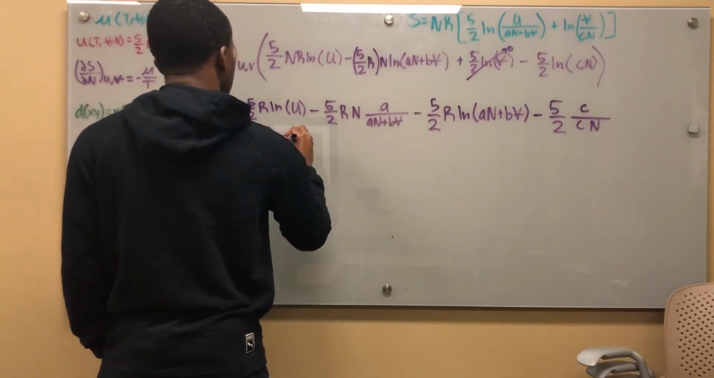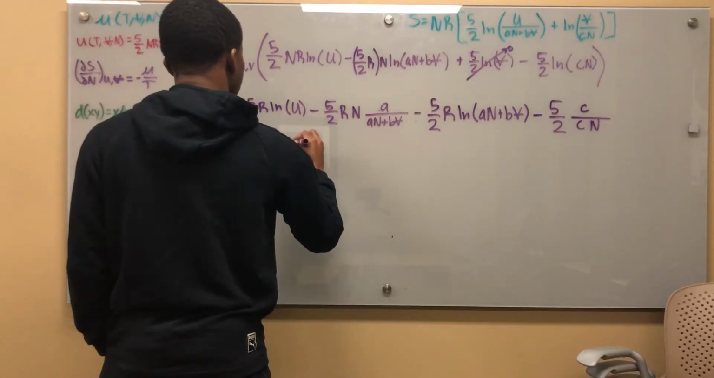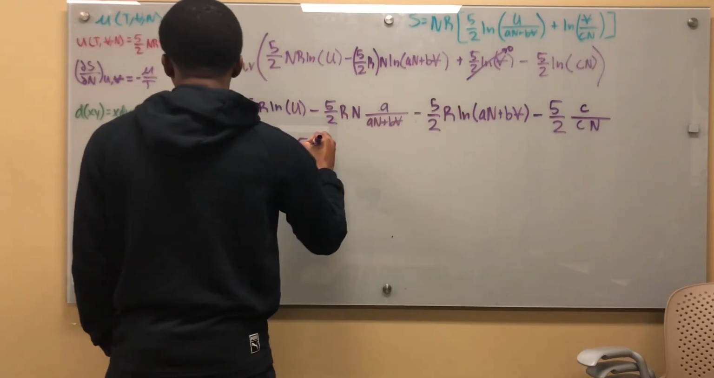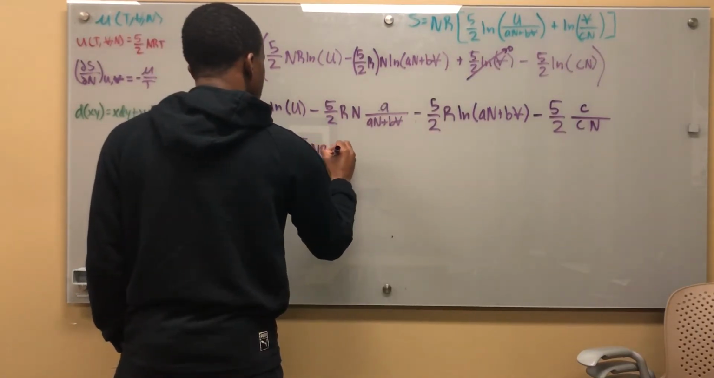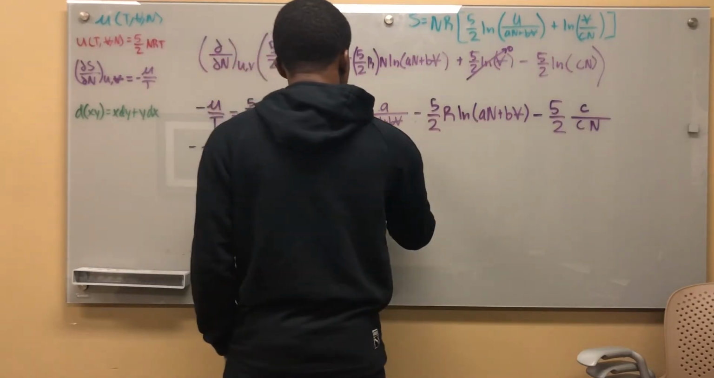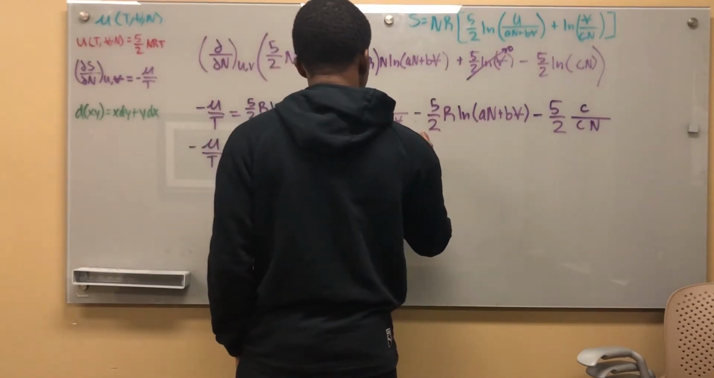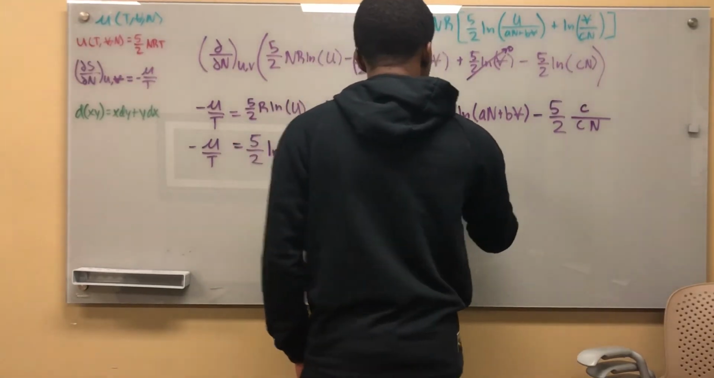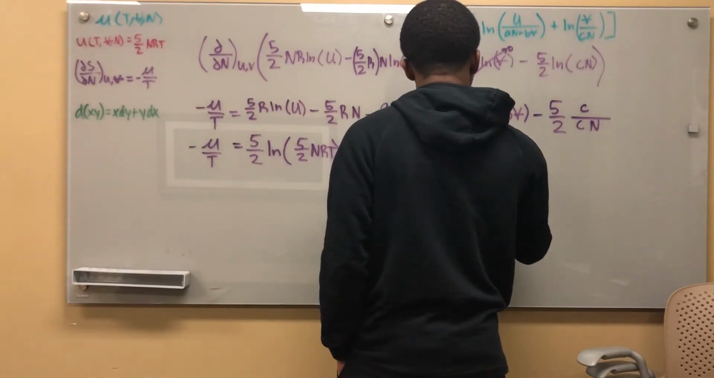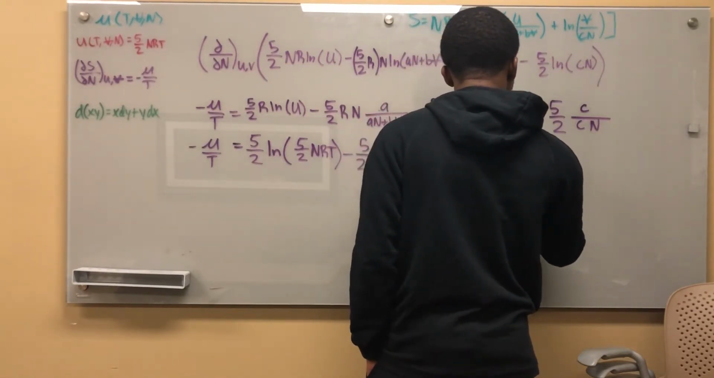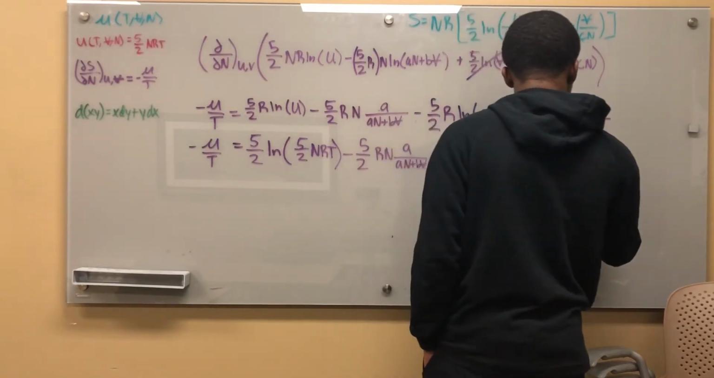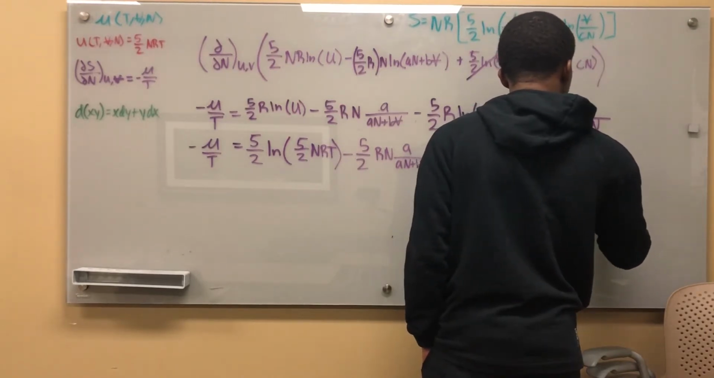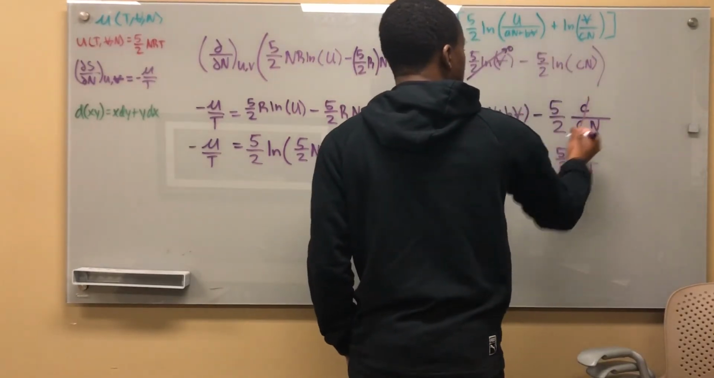ln of 5 over 2 nRT minus 5 over 2 Rn over an plus bv minus 5 over 2. I'm just gonna write this as 5 over 2 times 1 over n, because we canceled out those c's, okay?